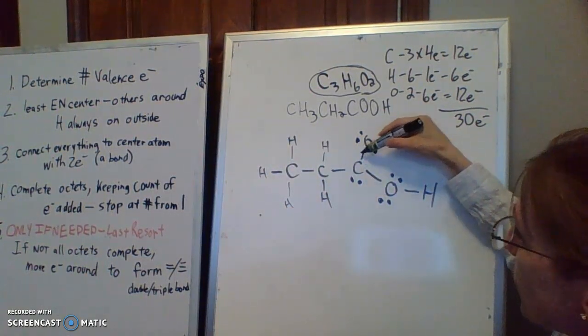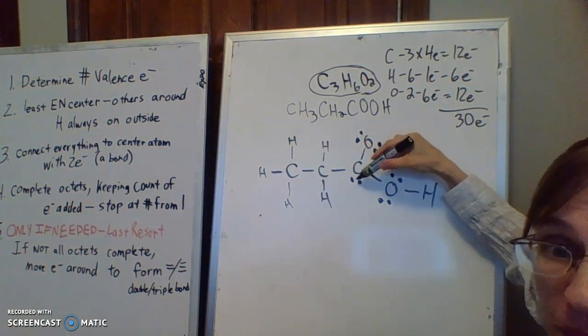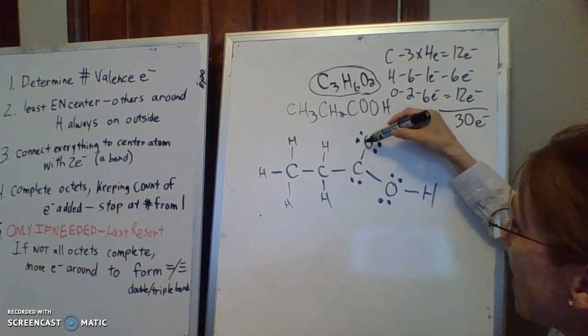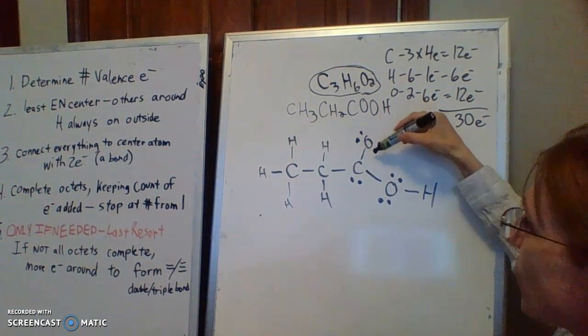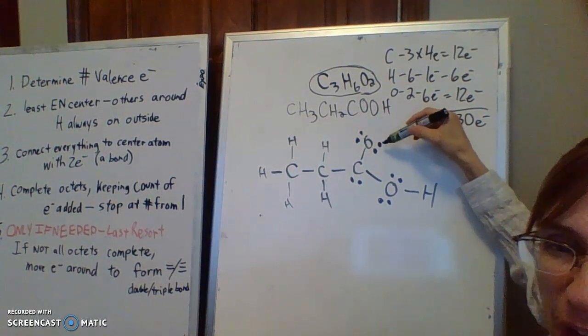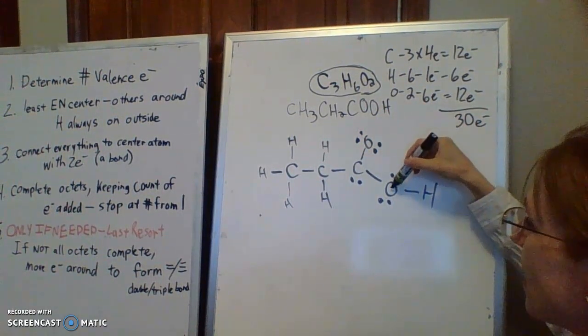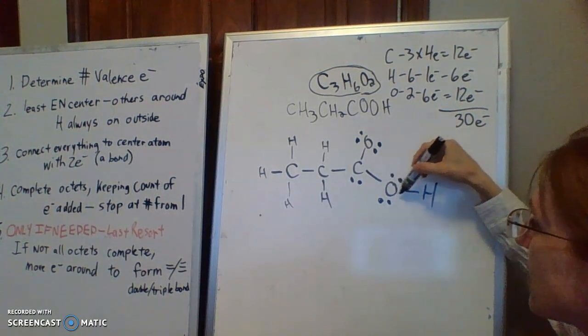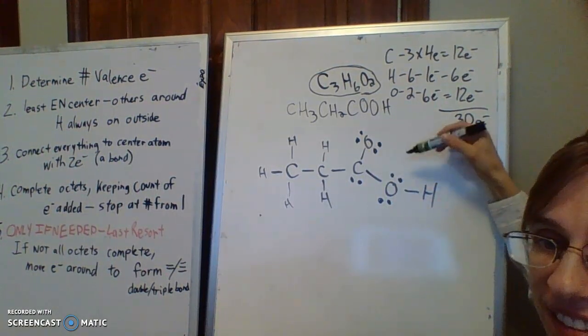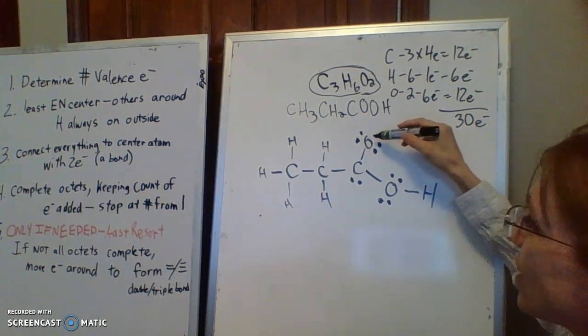But we didn't, so that's good. The carbon here, 1, 2, 3, 4, 5, 6, 7, 8, it's happy. Okay, good to go. This oxygen though, 1, 2, 3, 4, 5, 6. Oh, it's not happy yet. Let's check the other guys. Oxygen, 1, 2, 3, 4, 5, 6, 7, 8, it's happy. All right. So it's this oxygen that's still not happy.